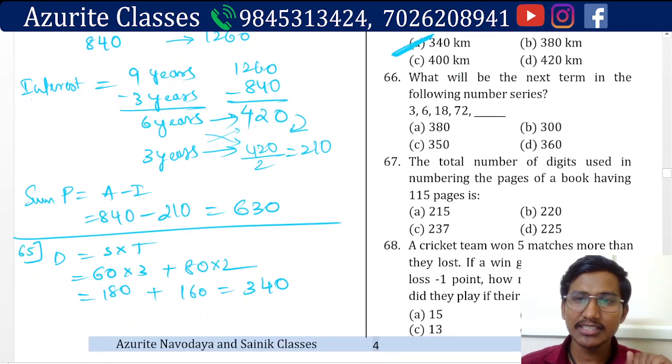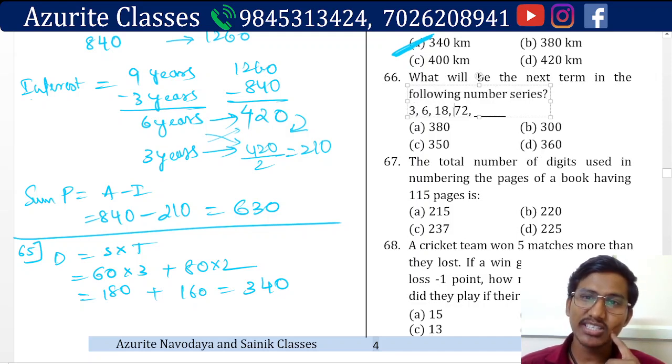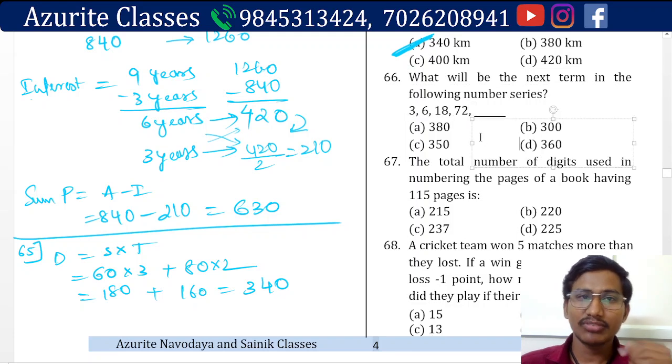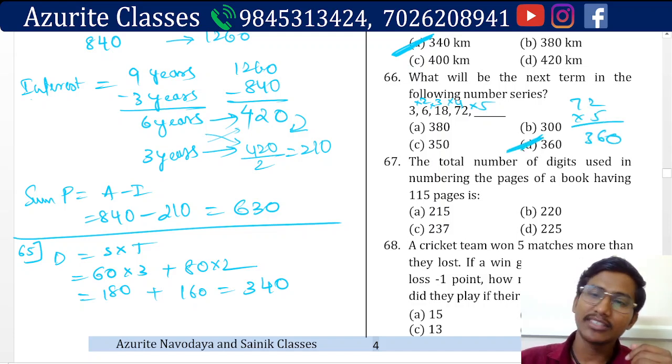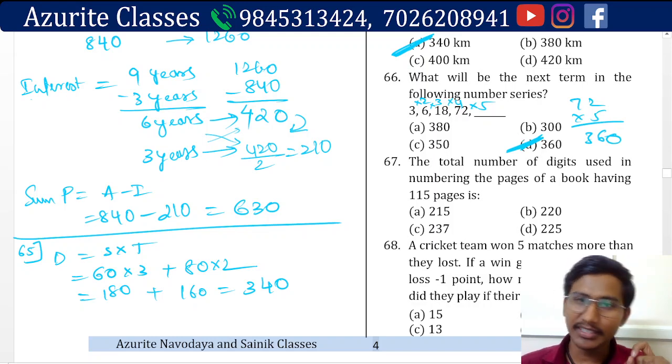Now tell me the 66 answer. The question is, what will be the next term in the following series: 3, 6, 18, 72. So what is happening here? 3 twos are 6, 6 threes are 18, 18 fours are 72, so 72 fives are 360. We multiply by 2, 3, 4, and then 5. The answer is option D, 360. Got it?